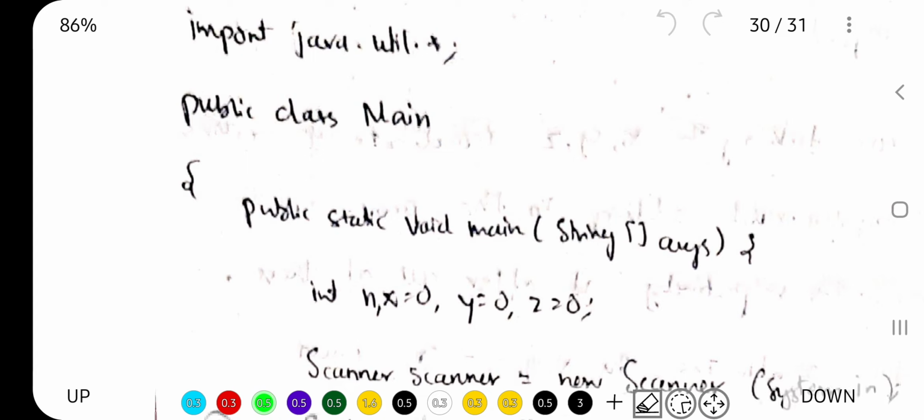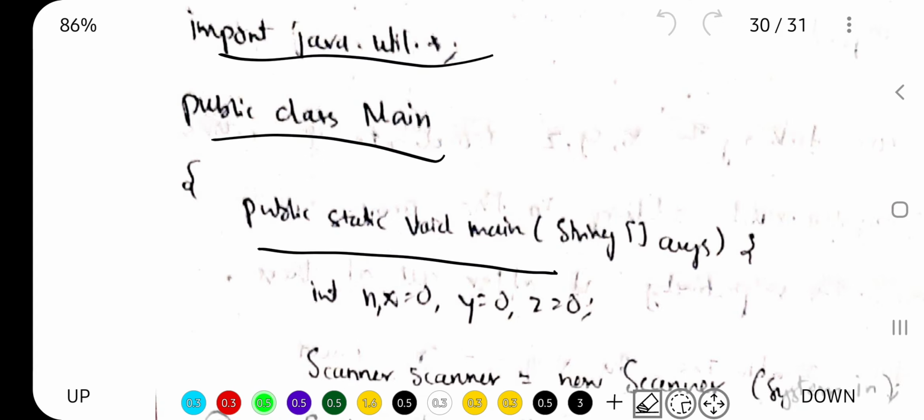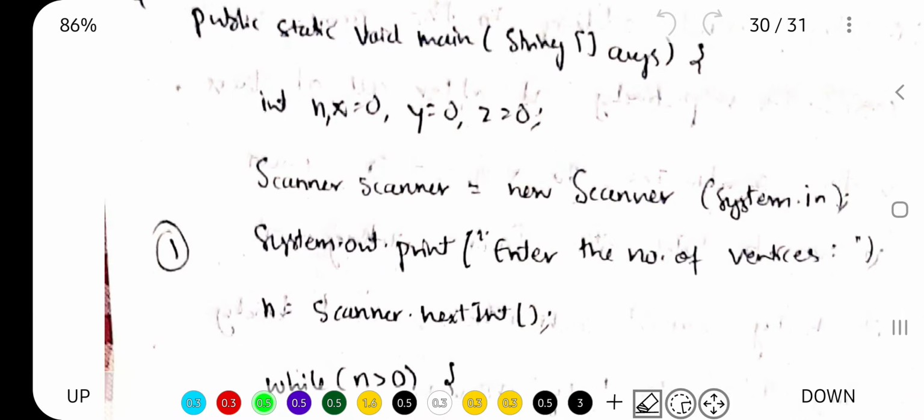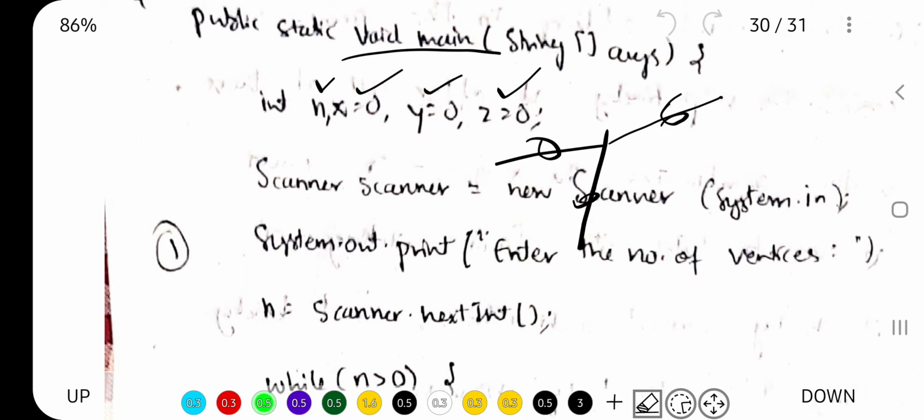So we'll start from here. We'll be importing java.util.star, then this is the class Main, and here is the static void main function. Here we have n to get how many vectors we are going to take, means this is one vector, this is another vector, third vector, like that. How many are there, that number we are taking. Okay, and x is equal to 0, y is equal to 0, z is equal to 0 initially.